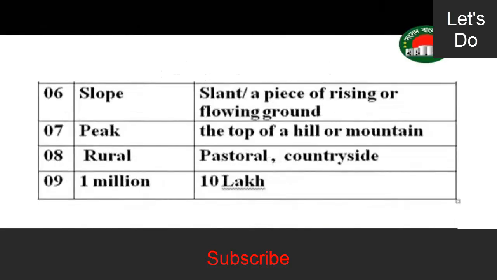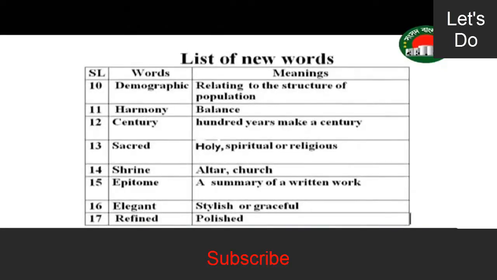Then slope. Slope means land. Then peak. Peak means the highest position of anything. Rural. Rural means countryside or pastoral. Then 1 million. 1 million is equal to 10 lakh. Demographic. Demographic means relating to the structure of population. Then harmony. Harmony means balance.